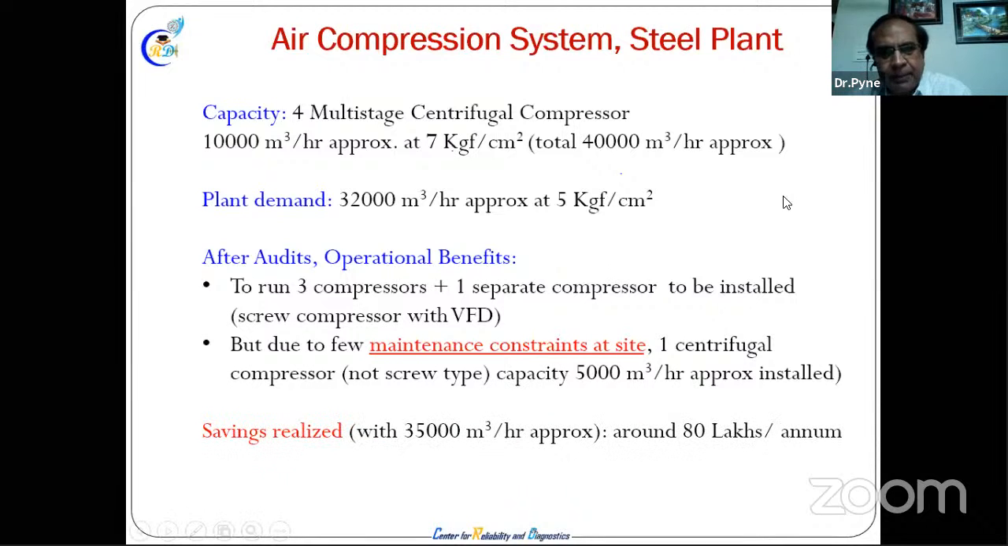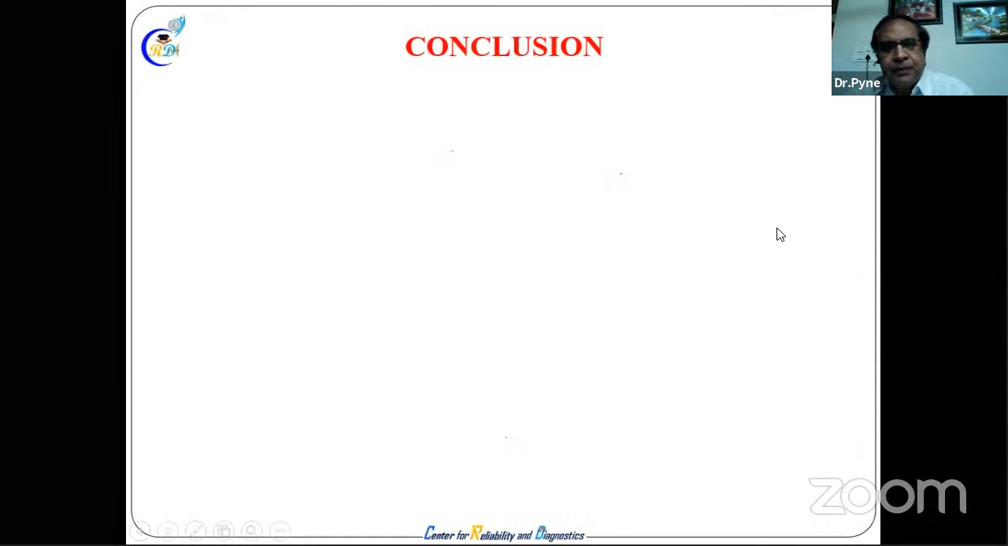Here there is a compression example in a steel plant. There also, I don't want to go into more detail; it is in the chapter for whoever wants to see it. Now, with this, I want to conclude here.